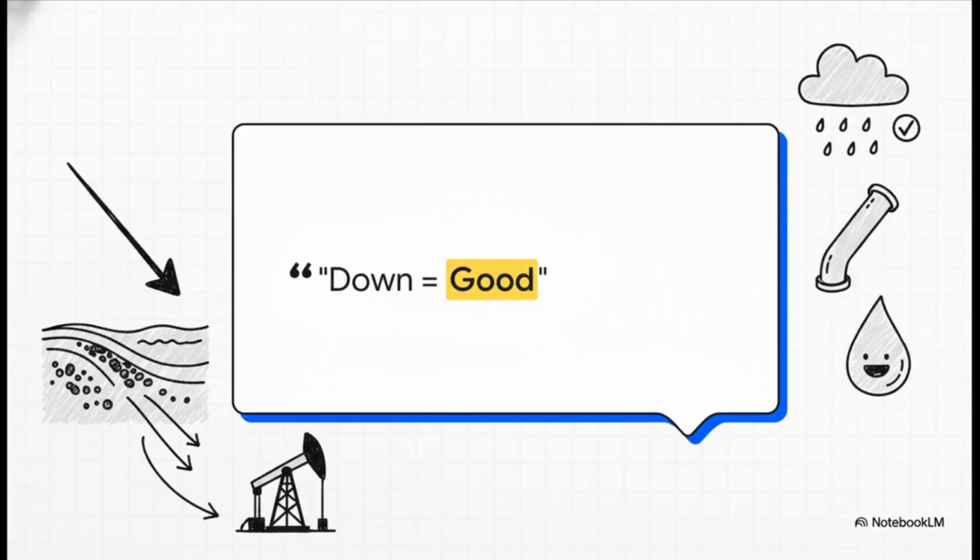And there's a really simple, almost catchy rule of thumb for this model. Down equals good. If that data steps down, it means the pressure wave has moved into a region with better flow, higher permeability. It's an incredibly powerful clue for us.